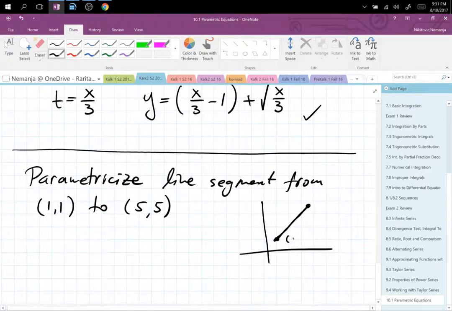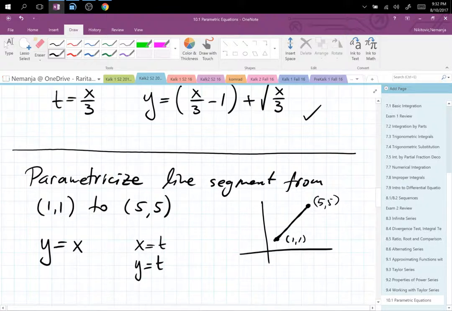So the clear course of action over here is to first create the y equals mx plus b for the line, right? We see that the slope is 1, and it's going to go through 0. So it's just y equals x. This is an extremely easy thing. If you say x equals t, then y is equal to t as well. And t needs to be between what values? Between 1 and 5. 1 and 5, very good.